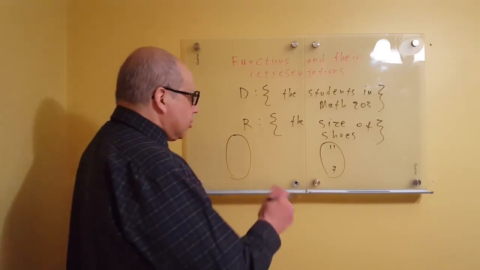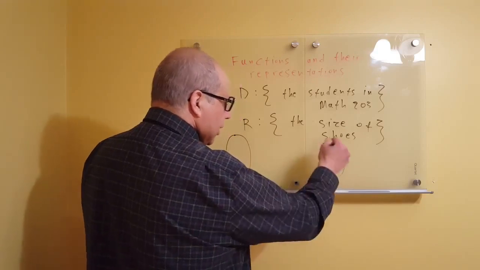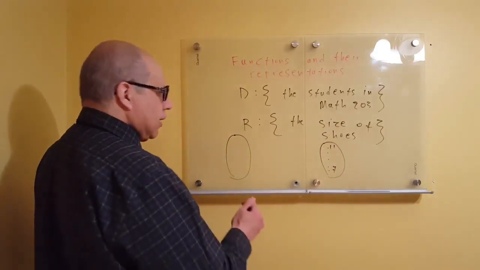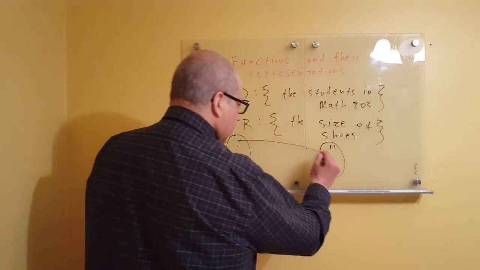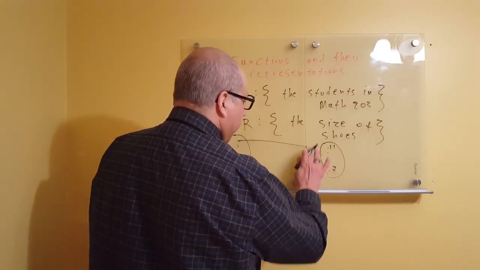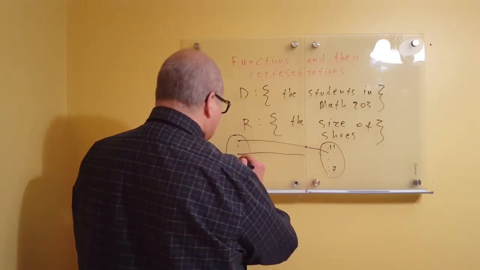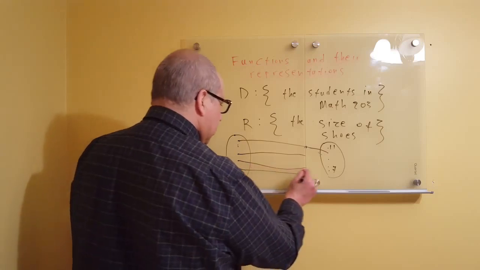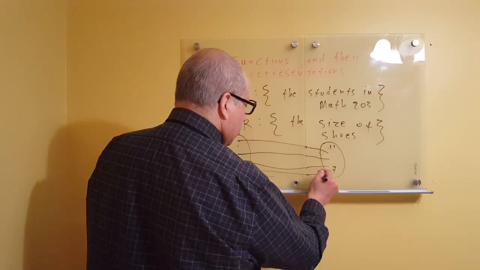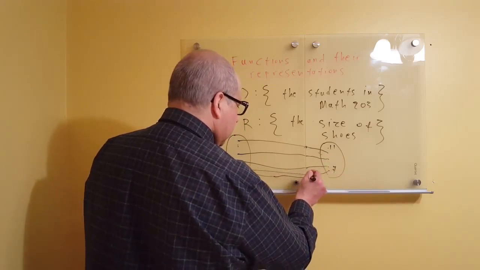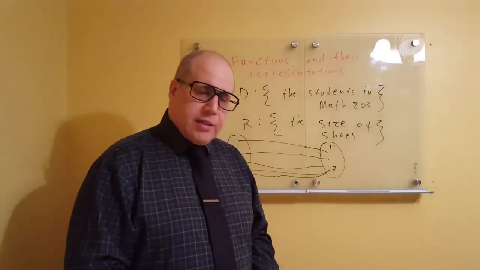Okay, let's use North America sizes. So this is a function because here you have all sizes between 7 and 11, and here you have the students. So this here is a function. Why? Because from all elements here, from the domain, you will have an element in the range. All the students will have some shoe size. So that's why this here is a function.